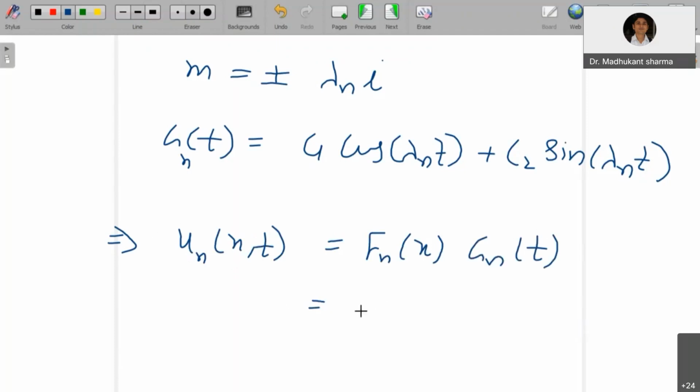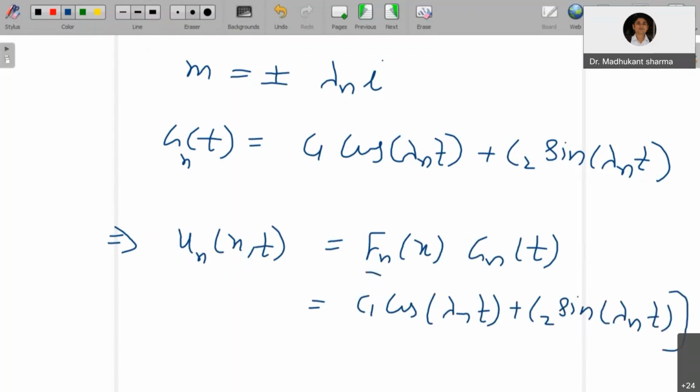So f_n(x) is, let's say, c1 cos(λ_n t) plus c2 sin(λ_n t), and f_n(x) was sin(nπx/L). So these are the infinitely many solutions. For n equals 1, 2, and also plus minus 1, plus minus 2, those are also infinitely many solutions.